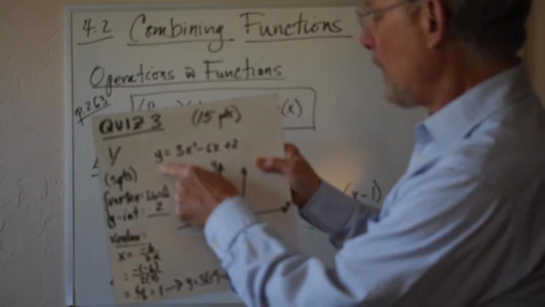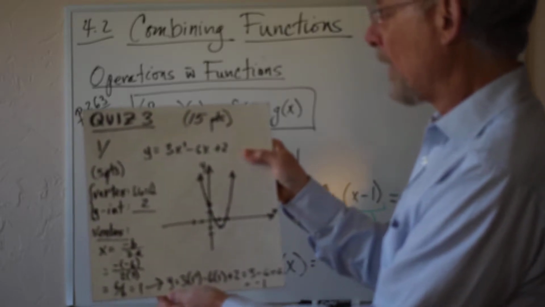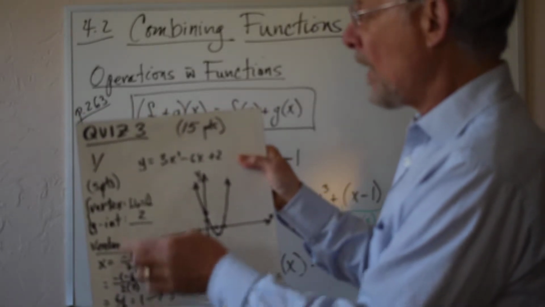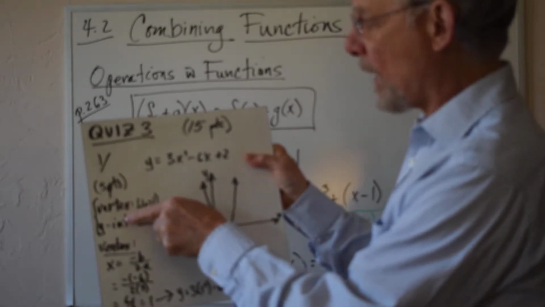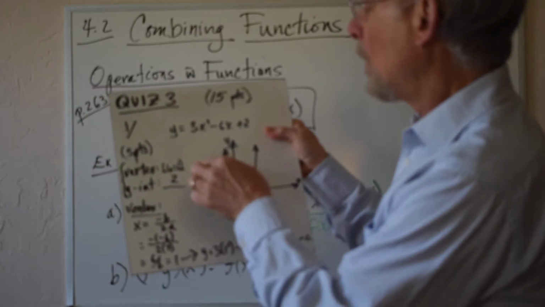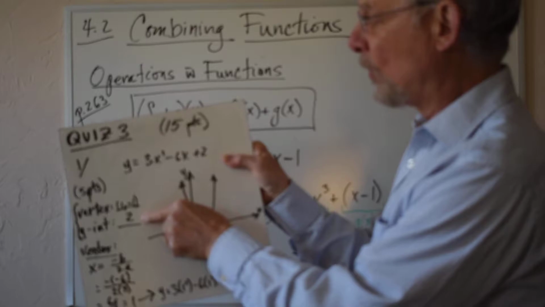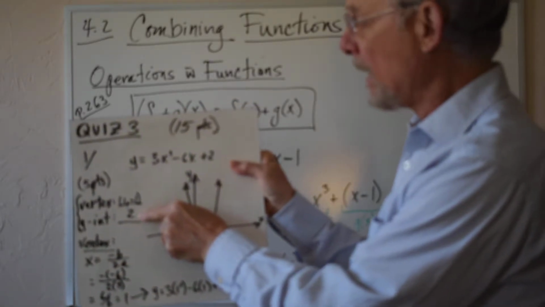Problem number 1, you have this quadratic function y equals 3x squared minus 6x plus 2. You're asked to find the vertex, the y-intercept, and graph the parabola. Okay, I can look right there and see that my y-intercept is 2, so we can fill in that blank.